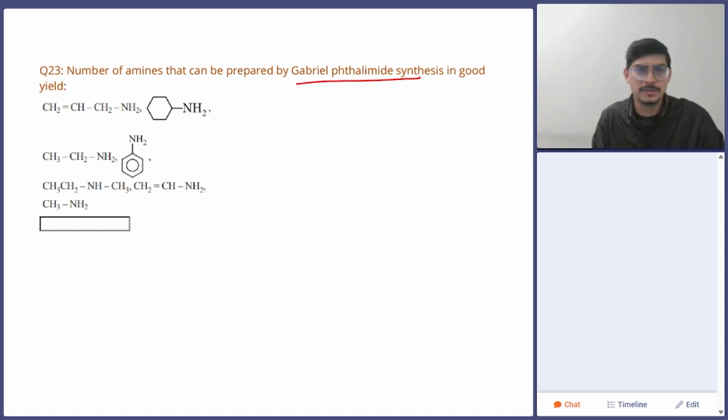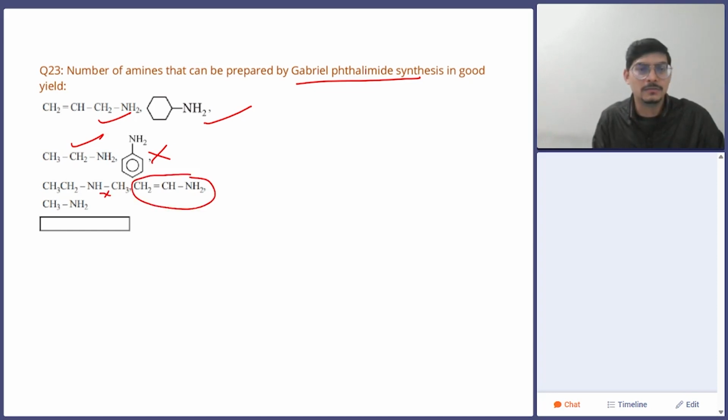Please remember that Gabriel phthalimide synthesis is a method used to prepare primary aliphatic amines, right? So we can prepare this one, of course. We can also prepare this one. It's a primary amine. We can also prepare this one, but not aniline, because halobenzene will not react under the conditions of Gabriel phthalimide. Then secondary amine cannot be prepared.